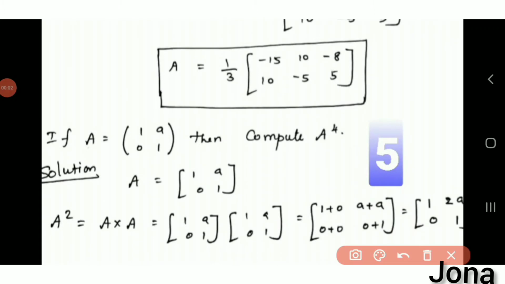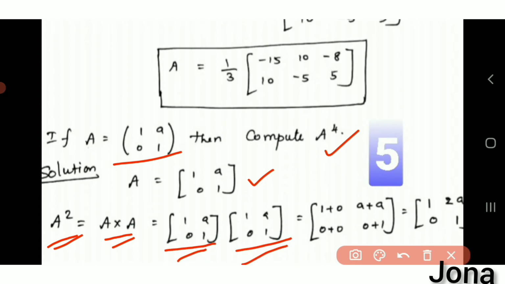Fifth sum. If A equal to [1 a; 0 1], then compute A power 4. Here it is given A equal to [1 a; 0 1]. First I want to find the value of A square. A square is nothing but A into A. So this is matrix A, this is also matrix A. We have to multiply that. Already we learned the matrix multiplication.